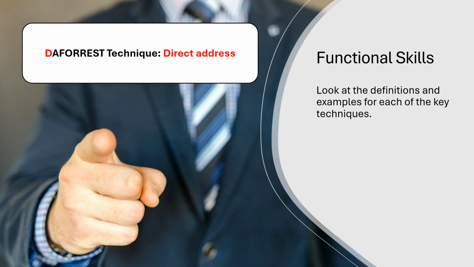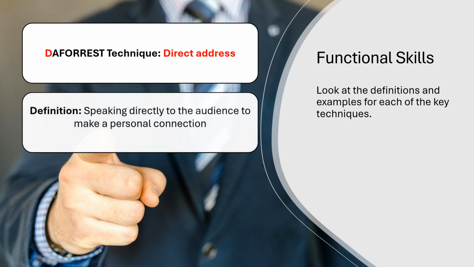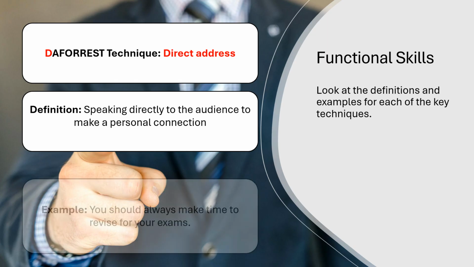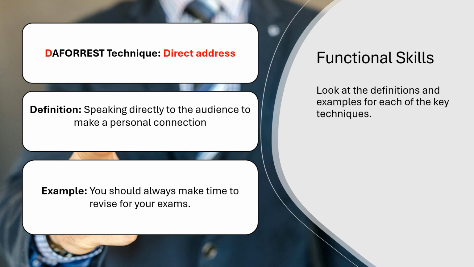So we're going to start off with our first one then, which is the D in our acronym. So we're going to look at direct address. The definition of this is speaking directly to the audience to make a personal connection. An example would be, you should always make time to revise for your exams. And if you're not too sure where the direct address is there, it's in this word you. Now this is a really effective technique because it's speaking directly to the audience.